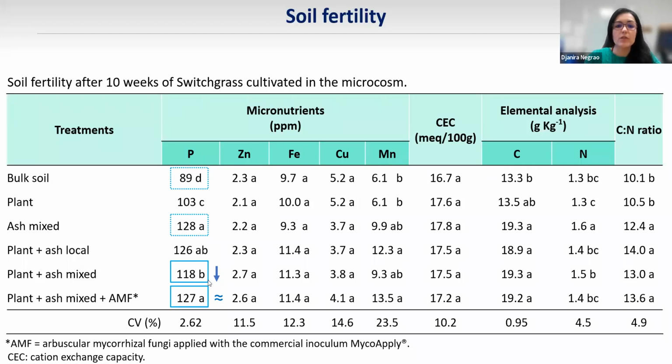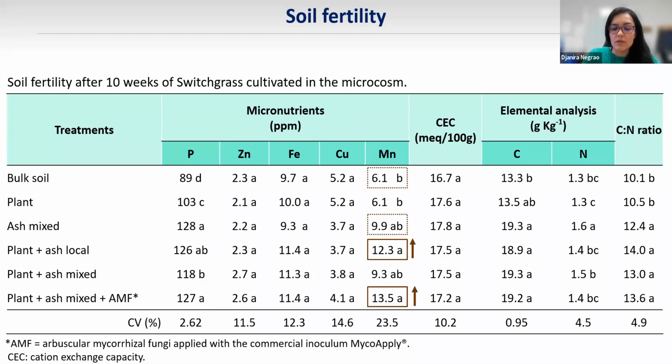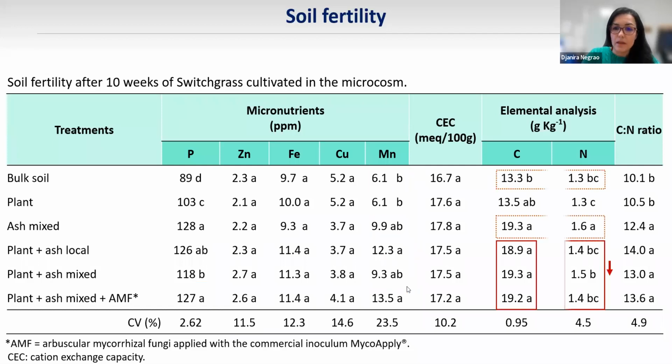In this treatment here, we can see the plant used a little bit of this phosphorus for its growth, but here we don't see any difference because we use AMF. It might have some effect here in the plant not using phosphorus, at least after 10 weeks. For manganese as well, we have a little bit of increase of this element in the treatments, and also after plant growth. And for cation exchange capacity, we didn't see any difference.